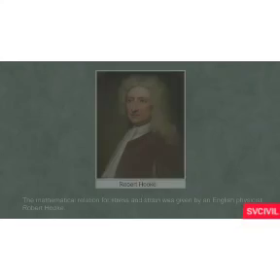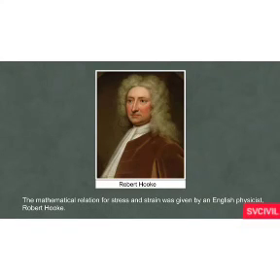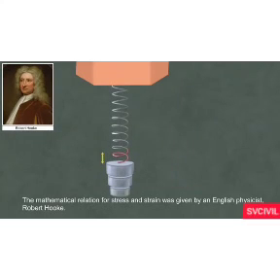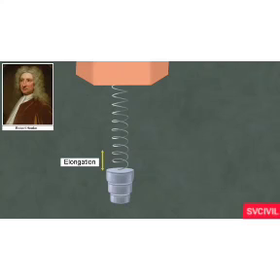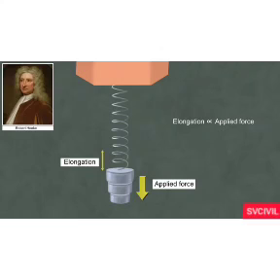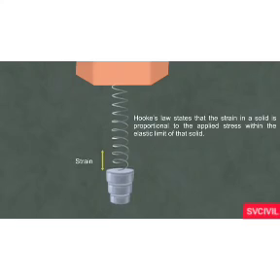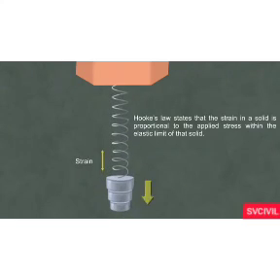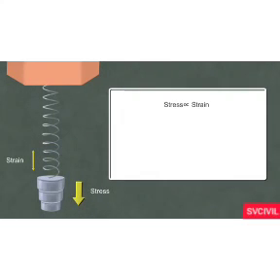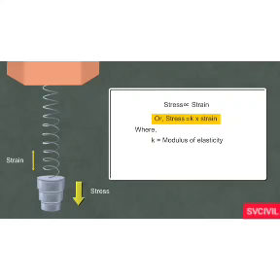The mathematical relation for stress and strain was given by an English physicist, Robert Hooke. He performed experiments on springs and found that the elongation, change in length, produced in a body is proportional to the applied force. He presented his law in 1676, which is known as the Hooke's law. The Hooke's law states that the strain in a solid is proportional to the applied stress within the elastic limit of that solid. Thus, stress is proportional to strain, or stress is equal to K into strain, where K is a proportionality constant and is known as the modulus of elasticity.